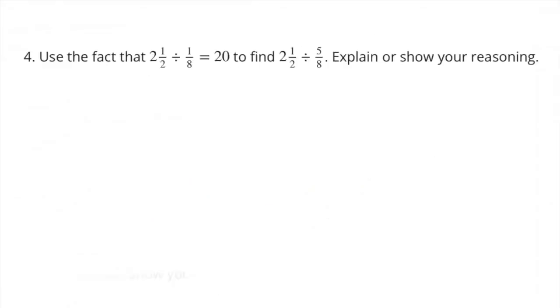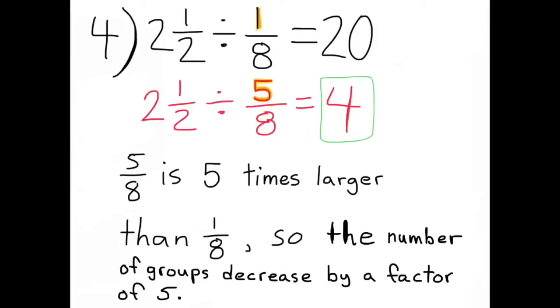Number 4. Use the fact that 2½ divided by 1/8 equals 20 to find 2½ divided by 5/8. Explain or show your reasoning. 2½ divided by 1/8 equals 20. 2½ divided by 5/8 equals 4. 5/8 is 5 times larger than 1/8, so the number of groups decreases by a factor of 5.